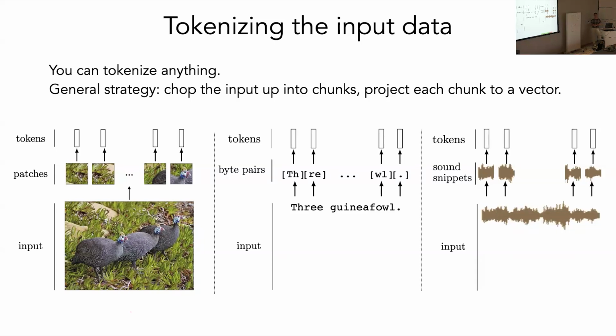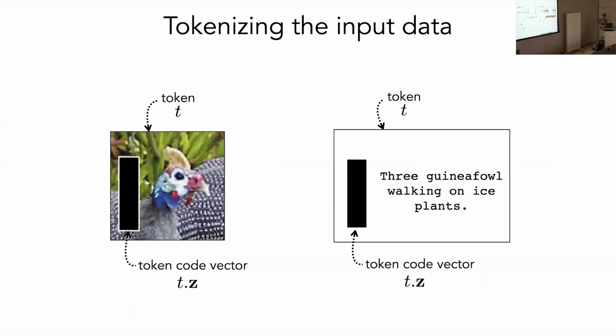So you can have tokens for almost any type of thing, right? You can have tokens for images, you can have tokens for text, you can have tokens for audio that are snippets of sound. And essentially what you're saying is, here's a bunch of little representations of little bits of my input.